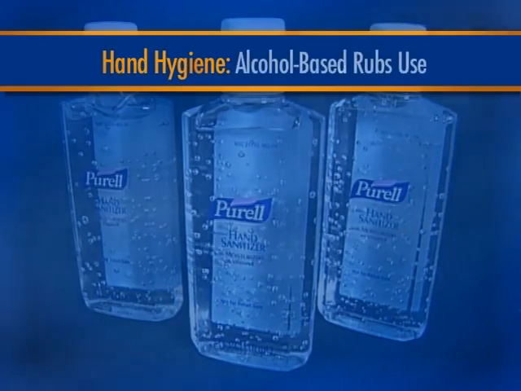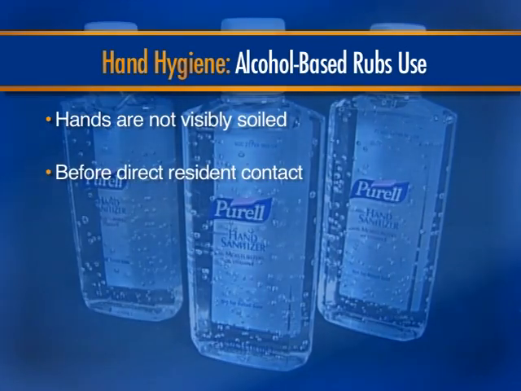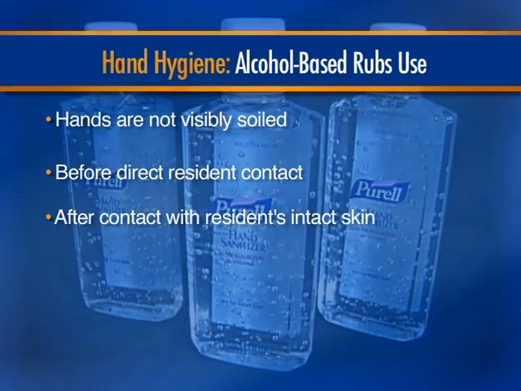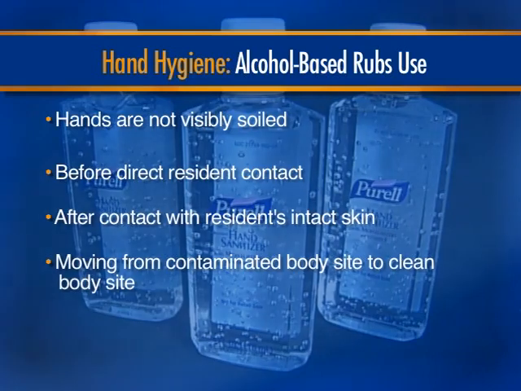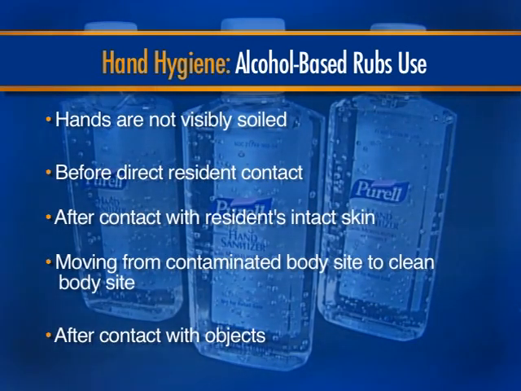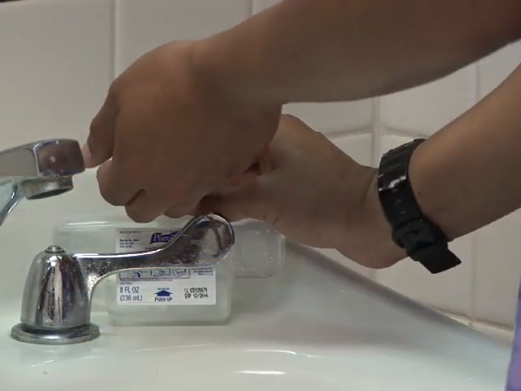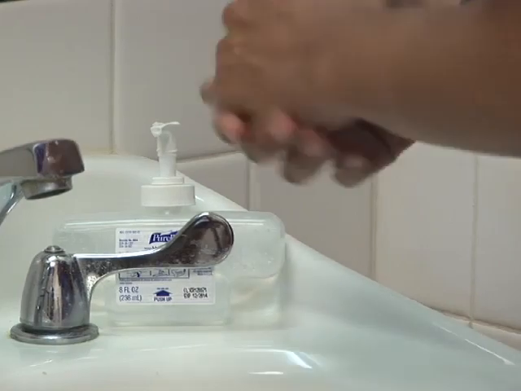You can use alcohol-based rubs when hands are not visibly soiled, before having direct contact with residents, after contact with a resident's intact skin, such as taking a pulse or lifting a resident, during resident care if moving from a contaminated body site to a clean body site, after contact with objects, including medical equipment, in the immediate vicinity of the resident.